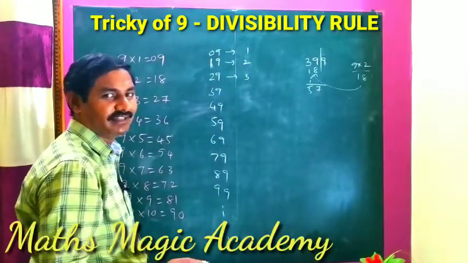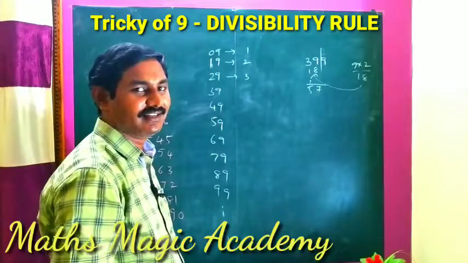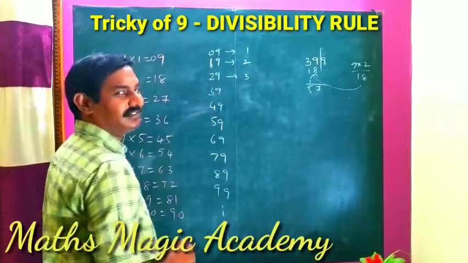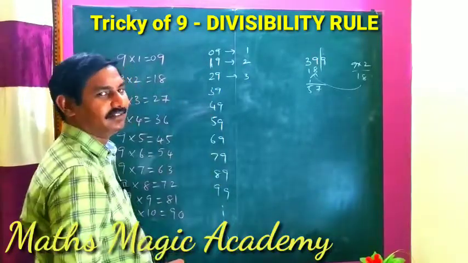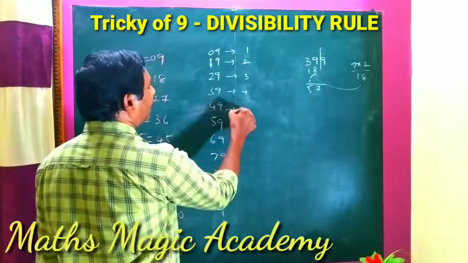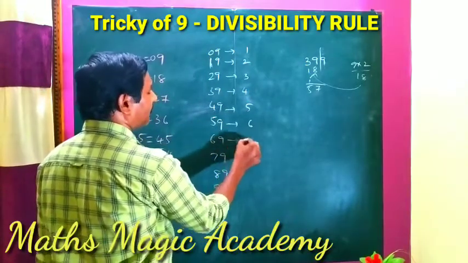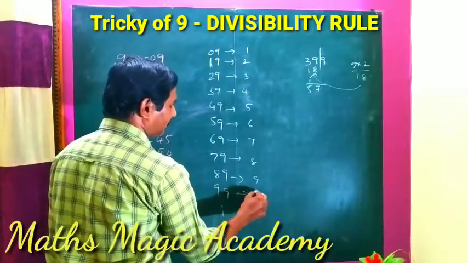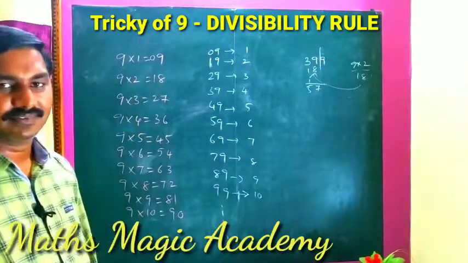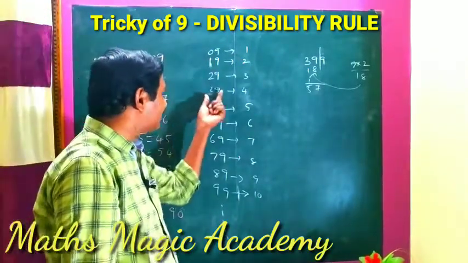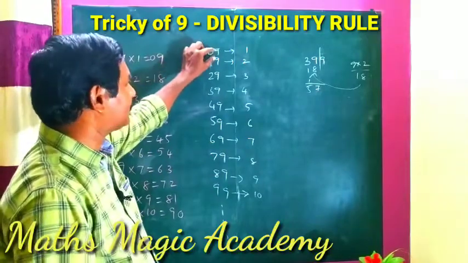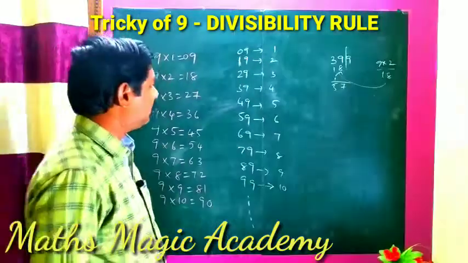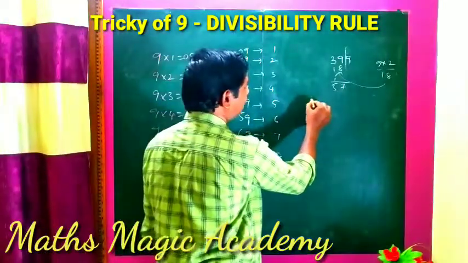For 29, already in the last class we discussed the divisibility rule. For that, we have to multiply 9 by 3. So 9 3s are 27, 27 plus 2 is 29. Like that, here it is 4, and it is 5, and it is 6, and it is 7, and it is 8, and it is 9, and it is 10. Okay, very simple. If the first digit, that is the units digit, is 9, then we can apply the divisibility rules like this. Let us check the divisibility rule of 29.